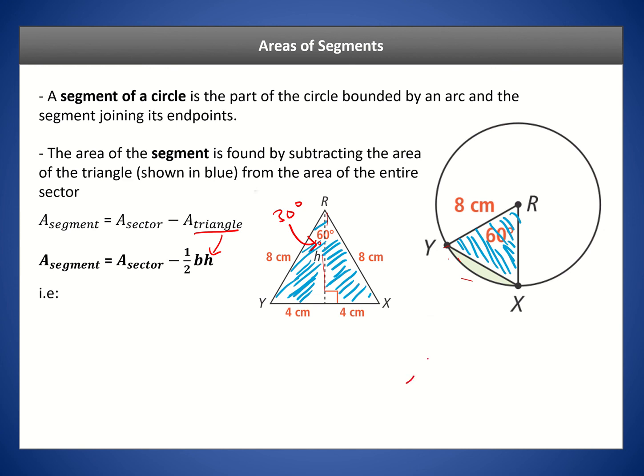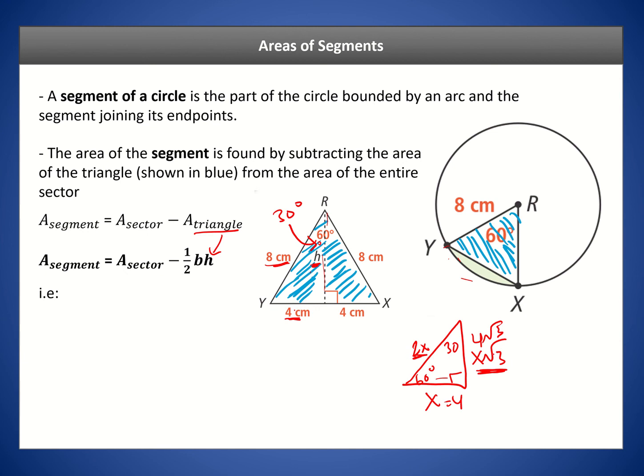Remember that in a 30, 60, 90 triangle, the sides are given by x for the shorter side, x square root of 3 for the 60-degree side, and 2x. Those are the sides for a 30, 60, 90 triangle. So that means the height h is, in this case, x equals 4, so the height is 4 square root of 3. And the hypotenuse is 8, which makes sense, 2 times 4.